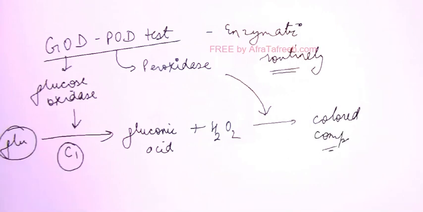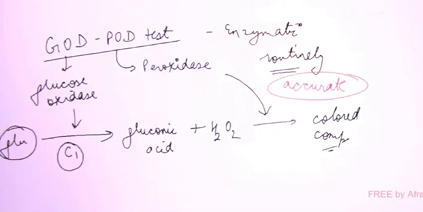You know, in biochemistry we have the principle of colorimetry. If some colored compound is formed, then we can estimate the amount of that analyte which is used in that reaction where the colored compound is formed, right? So easily that can be measured. This enzymatic method gives very accurate results, again because the enzyme is very specific for its substrate, right?